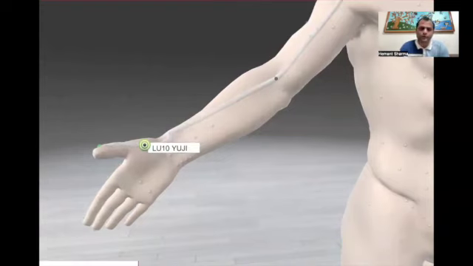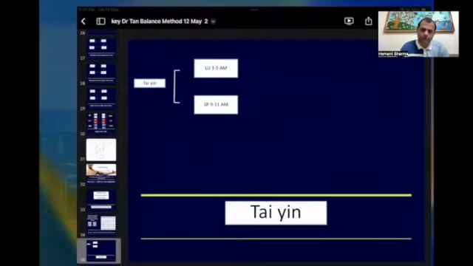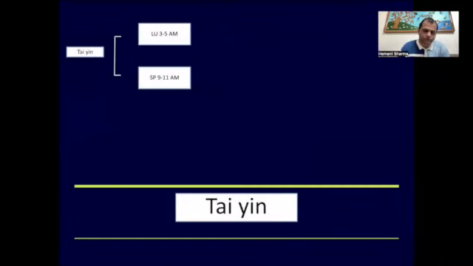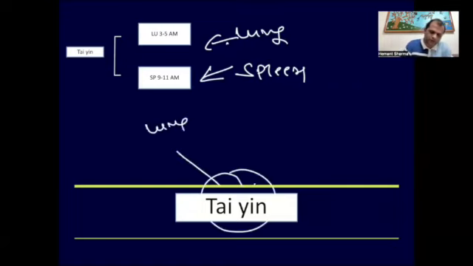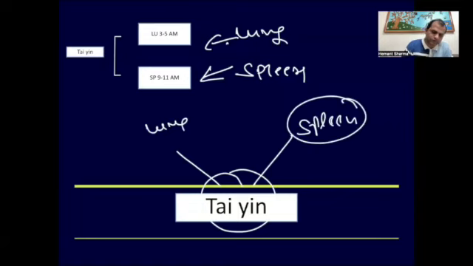Okay, you are having a problem in the lungs, so we have to resolve the matter within the family. Take the support of spleen. If the problem is in the lungs, take the support of spleen. So this is rule number 1. The problem in the Taiyin, meaning lungs and spleen: if the spleen is in problem, treat by lungs. If the lung is in problem, treat by spleen.